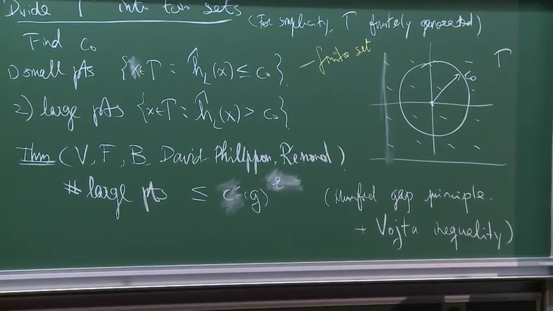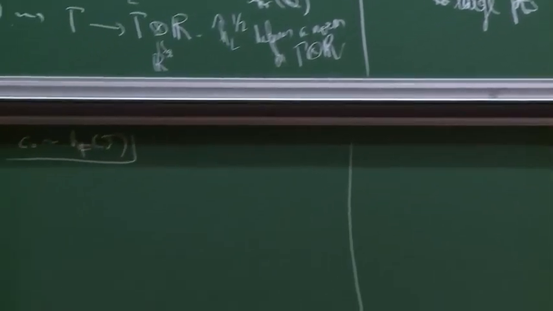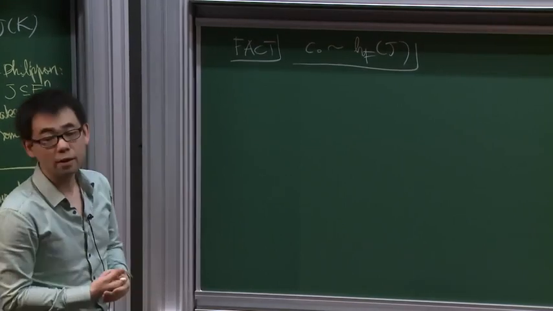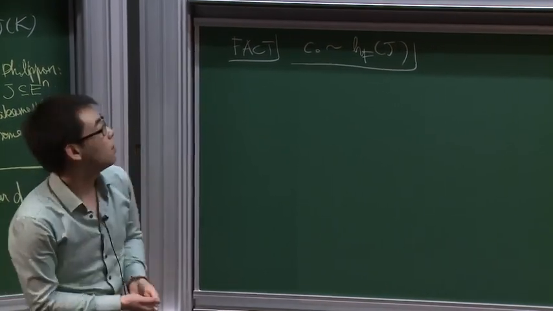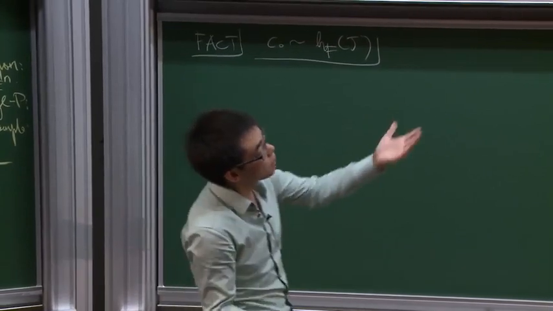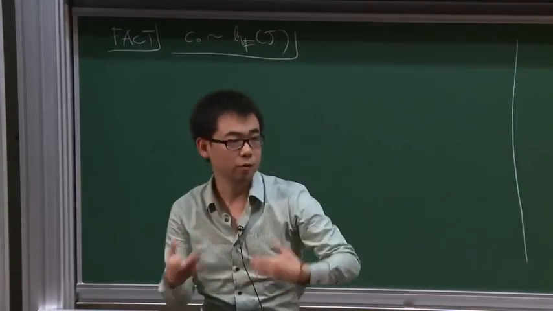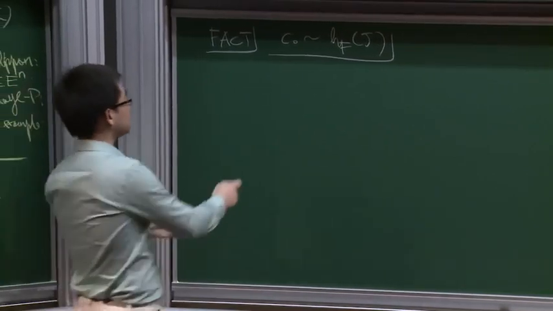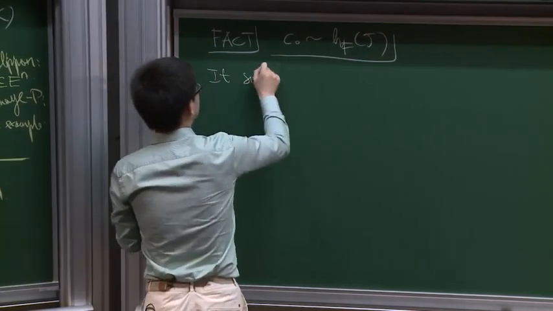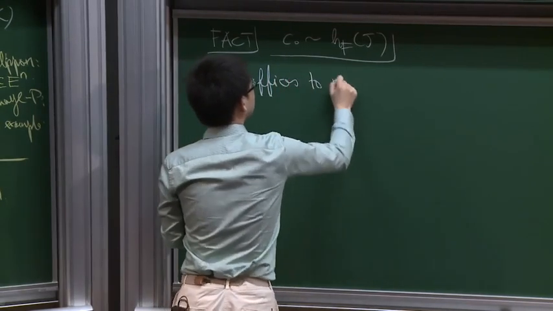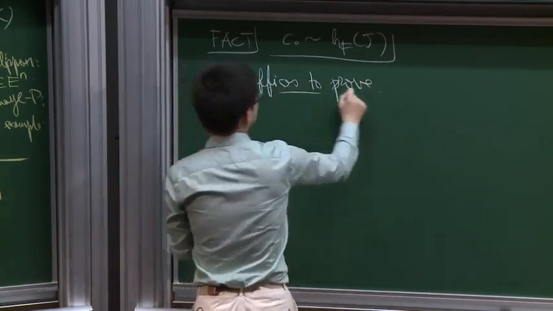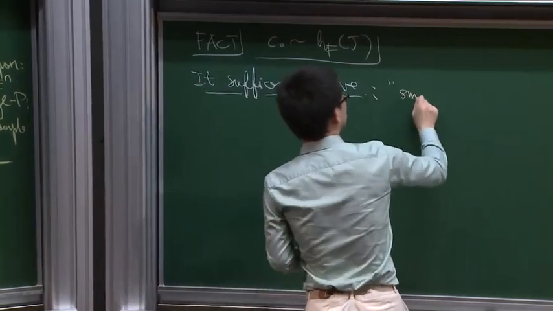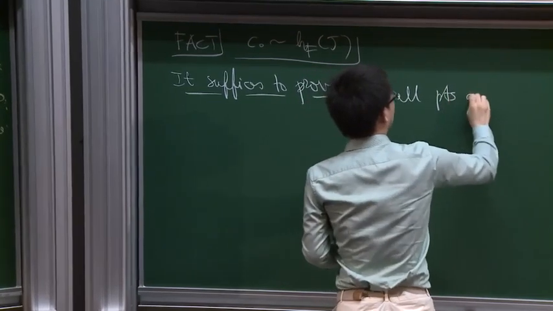Okay. Now we see that we want to study this set of small points with height bounded linearly in terms of the Faltings height h_F(J). And we want to bound the number of these points independently of this h_F(J). So what we do is, it suffices to prove the following thing. Small points are far from each other.